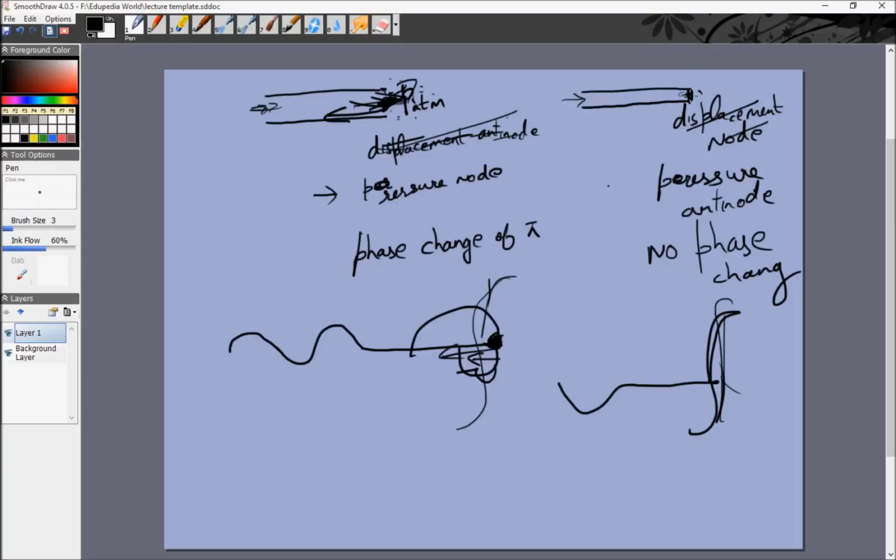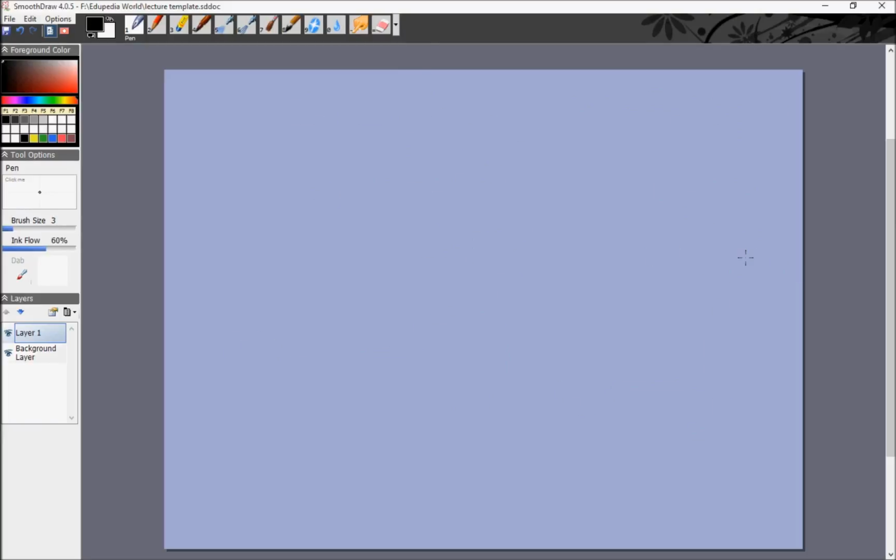This is the pressure antinode. Pressure changes by a huge amount here. So there will be no phase change in this case. Now let's look at these two in a little bit more detail. First, let's look at an organ pipe that is open at both ends.